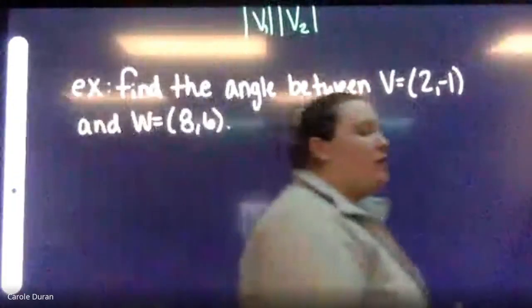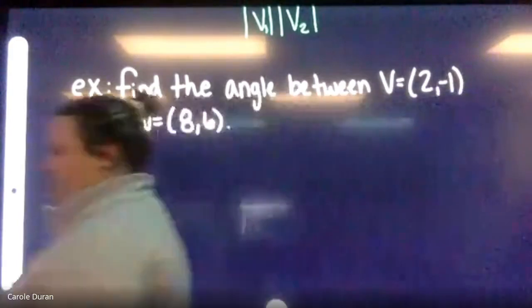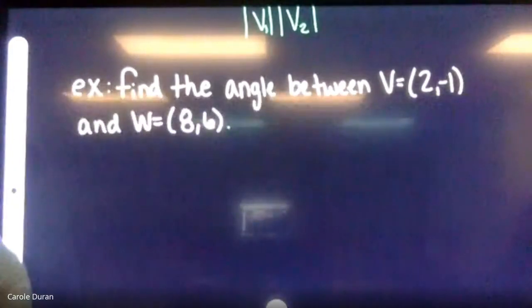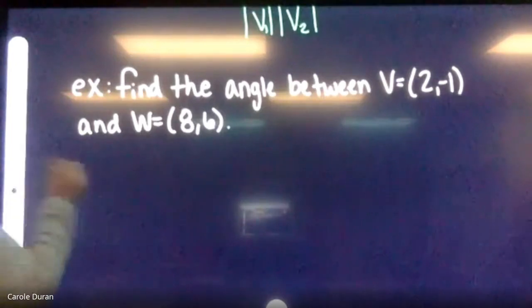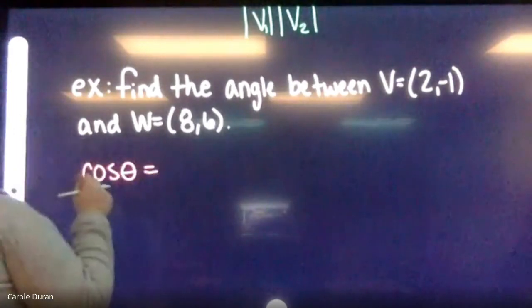Okay, so for our example, we're going to be finding the angle between the two vectors v and w, where v is equal to (2, -1) and w is equal to (8, 6). We're going to go ahead and write out the whole thing first, and then we'll solve it by part.